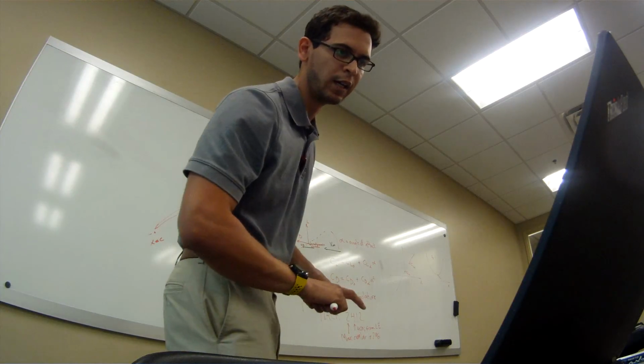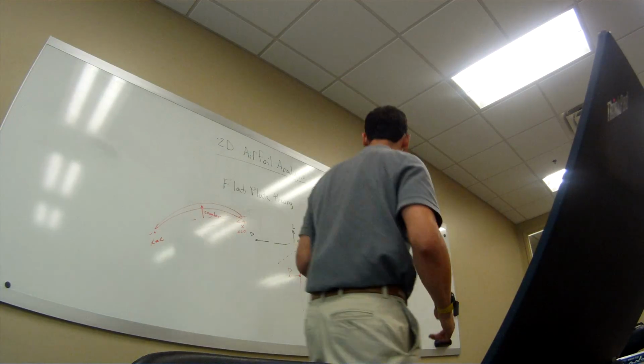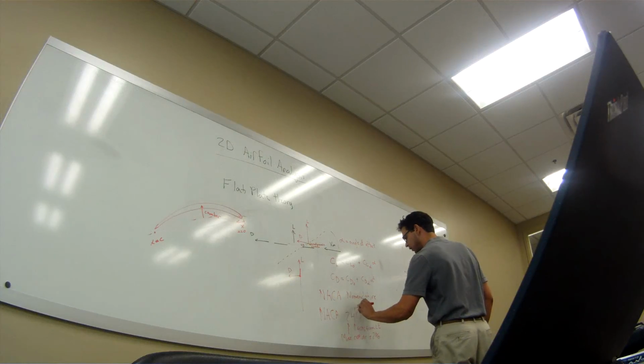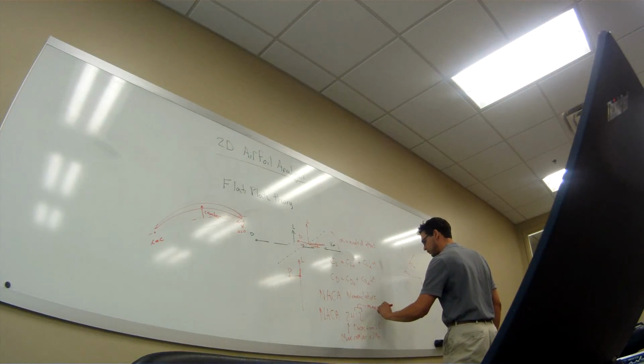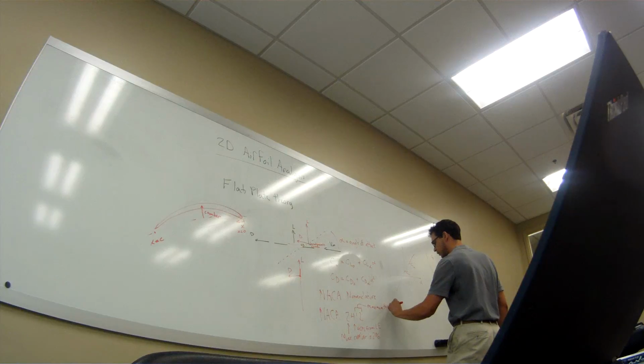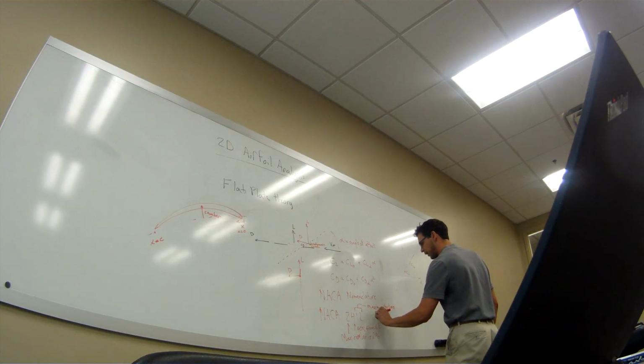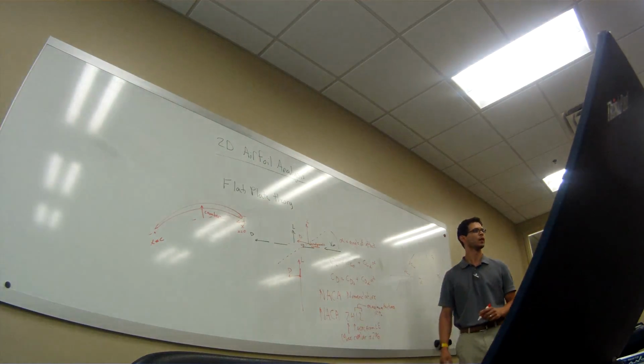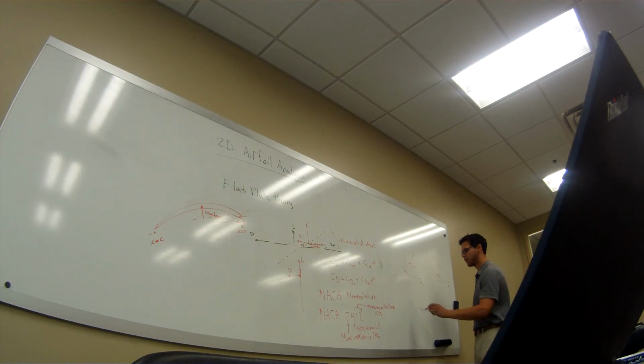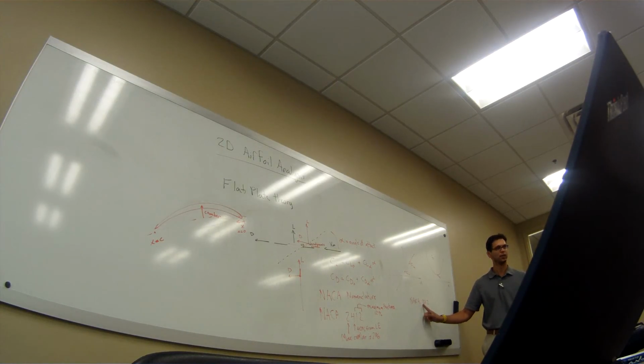Okay? And what do the last two numbers mean? The last two numbers, 12, are the maximum thickness. And so in this case, it's 12%. Okay? So if I have a NACA 0012, how much camber do I have? 0. And so this is a symmetric airfoil. How thick is the airfoil? 12% of the chord. So it means it's going to be symmetric, top and the bottom are the same, and it's got a 12% thickness.